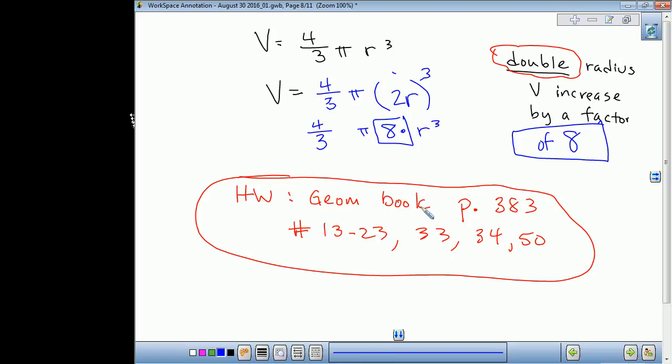So it's the geometry book, page 383, and these are our problem numbers. They're the same ones that are written on the board, the same ones that are written on your calendar, and the same problems that are posted to the website. You have the rest of class to start working. If you'd rather just come take a picture of a book, there's one open on the front desk, or you can pull yours out.